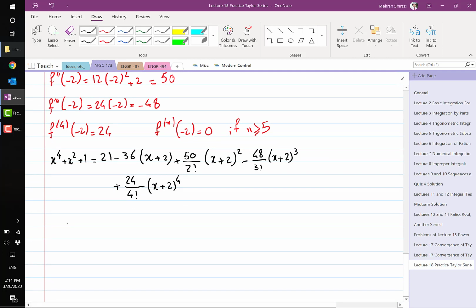If you want to simplify the coefficients, you can. It's not necessary. 50 over 2 factorial is 25. 48 divided by 6 is 8. And finally 4 factorial is 24, so 24 over 24 is 1. We have (x plus 2) to the power of 4.